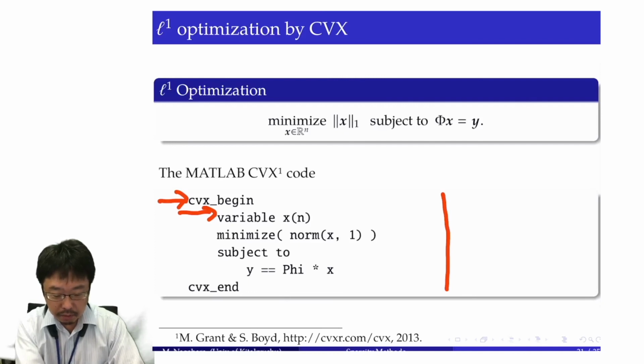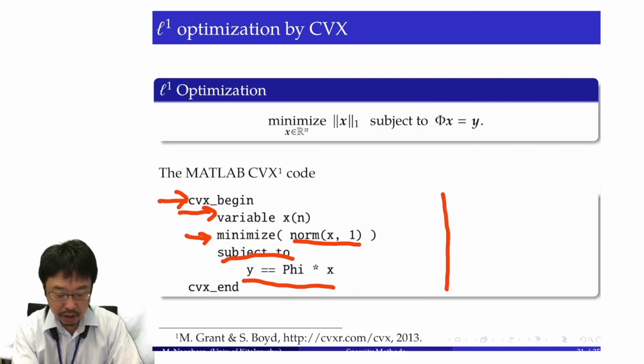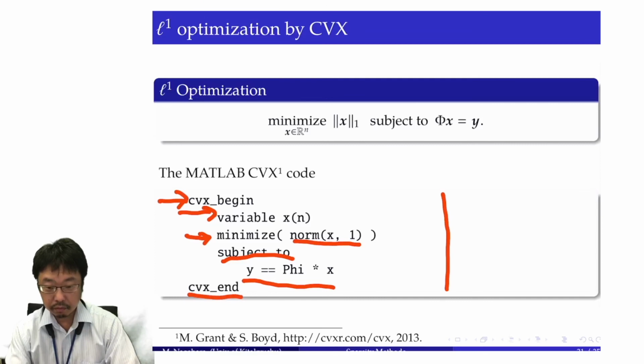Then we minimize the L1 norm of x, writing norm(x,1), subject to y is equal to phi times x. Finally, we close the code by cvx_end. This is very readable, and you can also enjoy coding with CVX like this.